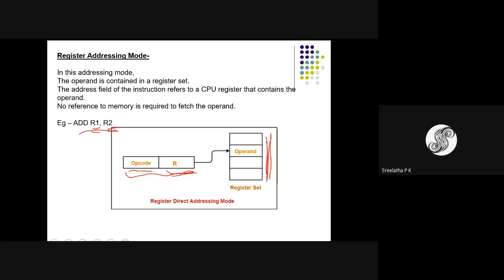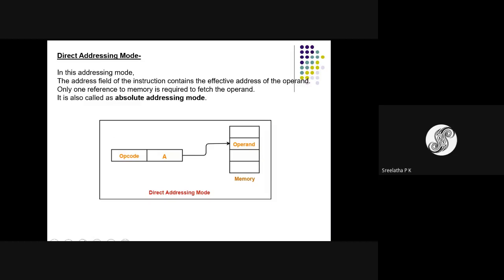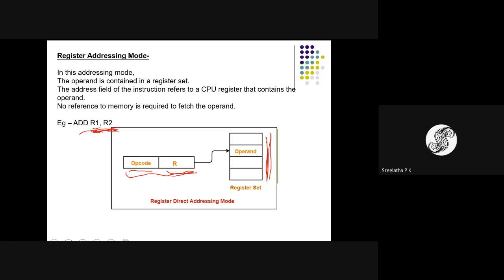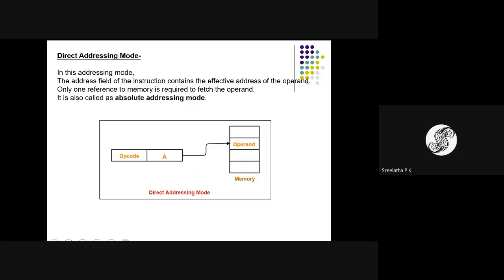Fine. So the content of R1 and the content of R2 are added. And where is the content present? The content is present in the register itself, R1 and R2. Next is direct addressing mode. So you have seen what register addressing mode is. Next we'll see direct addressing mode.